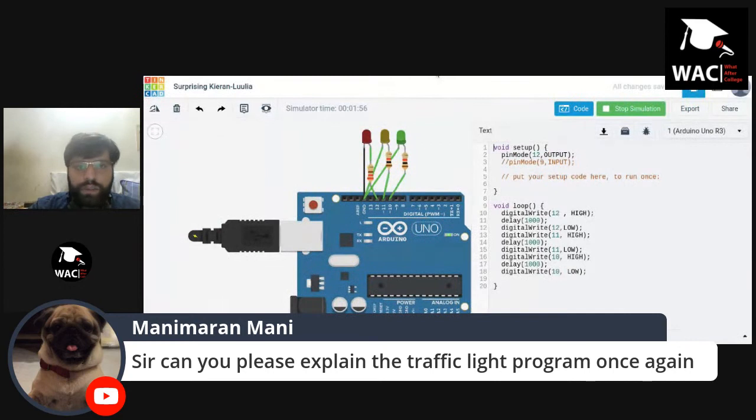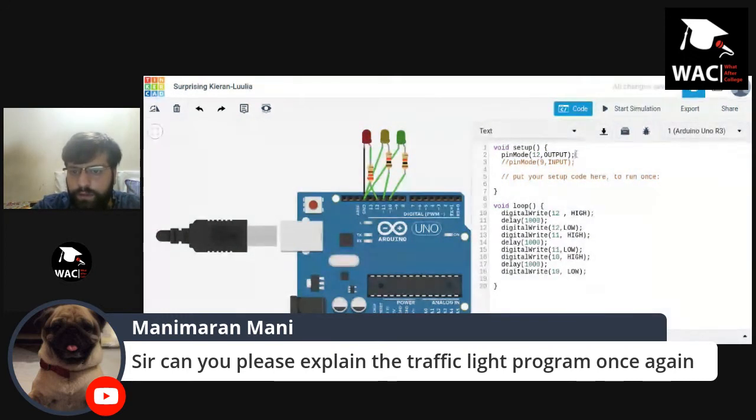Okay, so someone wanted to understand the traffic light code again. So void setup in... Okay, I did something wrong over here. I just needed to add 2 more lines.